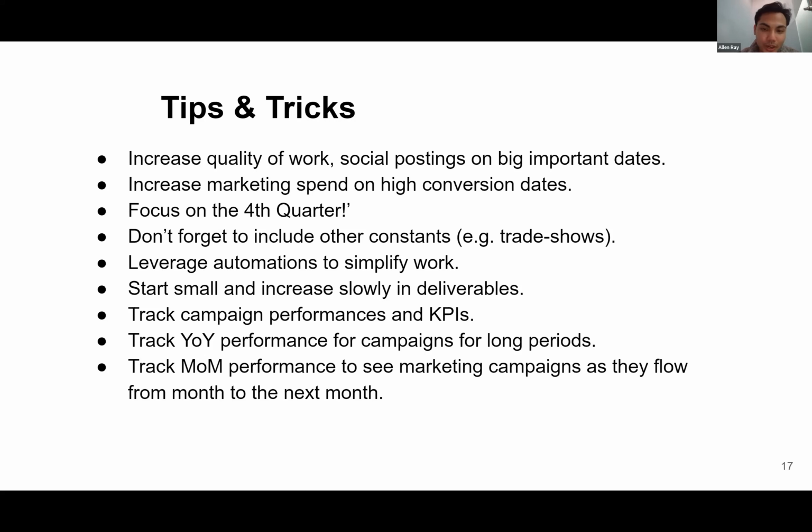Track year-over-year performance for campaigns over long periods. What this means is that when you're comparing your KPIs, you want to make the comparison reasonable. It doesn't make sense to compare the fourth quarter, where important dates like Christmas happen, with the third quarter, where nothing really happened, right? That's an uneven comparison. So instead of comparing month to month or season to season, you want to do a year-over-year comparison. Compare your fourth quarter of this year versus the last year. This way, a lot more of those dates are constant and you are making a more reasonable comparison.